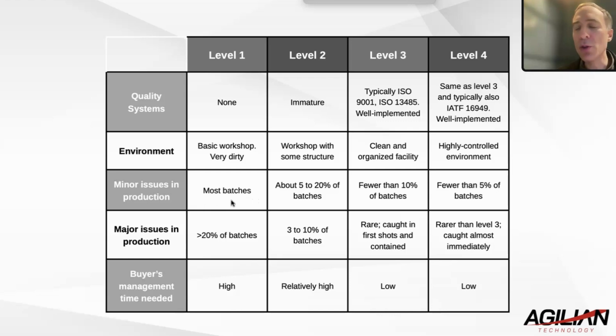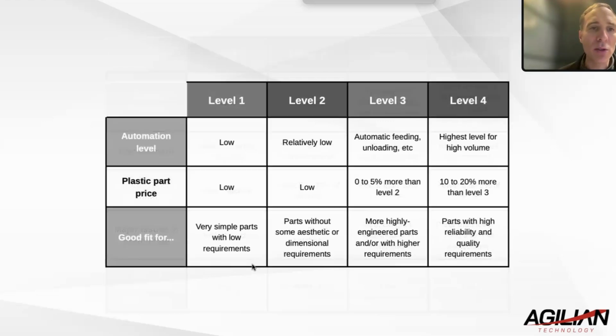You have some minor issues pretty much in every batch. But again, it depends what is a minor issue for you. Maybe poor finishing, a little bit of flash, the line a little bit too visible, the gate and so on. Maybe you don't mind. And then there are some relatively major issues from time to time. Obviously it takes more time to manage. Automation is very low. Again, the price of the plastic parts, the price of the product tends to be low. And it is a good fit again for very simple parts with low requirements.